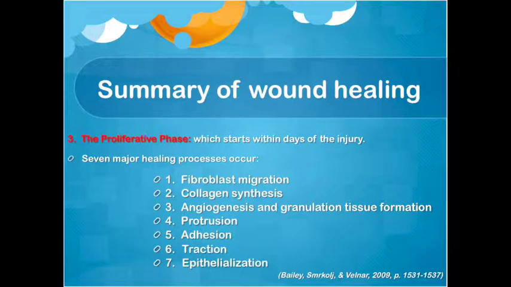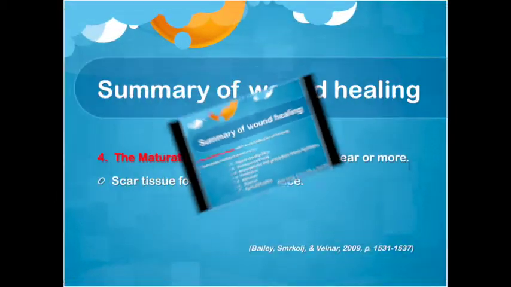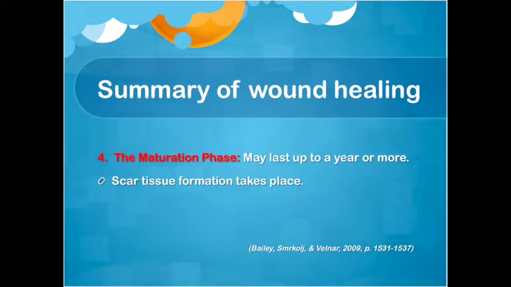Once injury has ceased and homeostasis has been achieved, with an immune response activated, then the wound shifts to tissue repair. And finally, the maturation phase, in which scar tissue formation takes place and may last up to 1 or 2 years. This remodeling phase is responsible for the development of new epithelium and scar tissue formation.